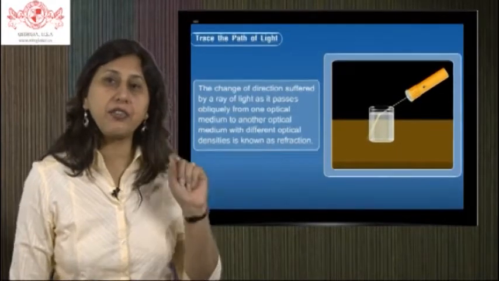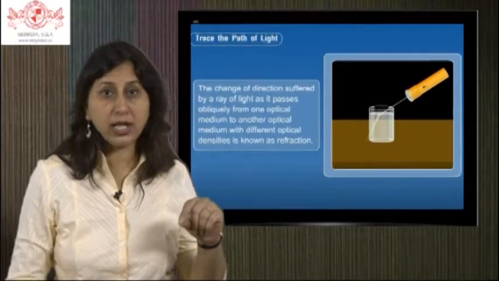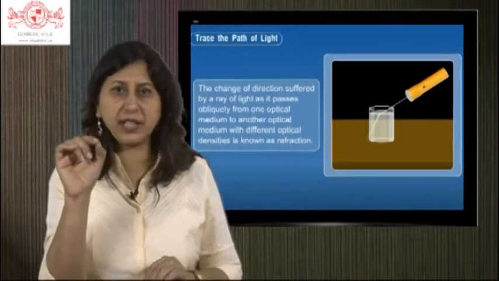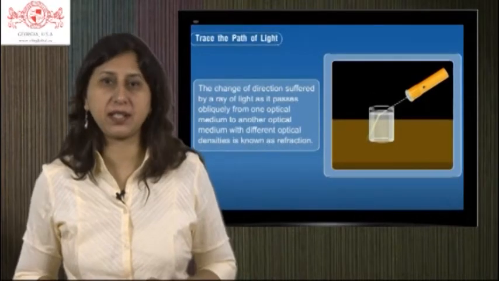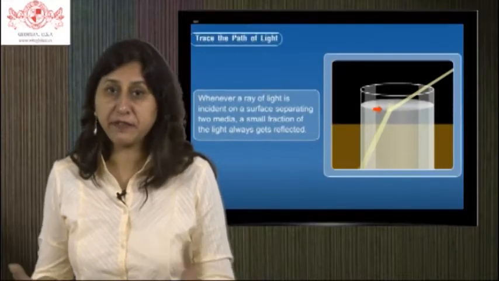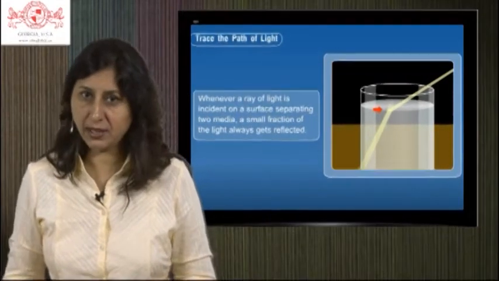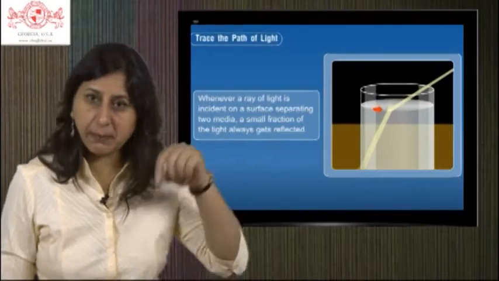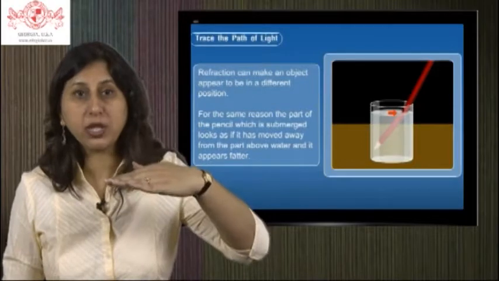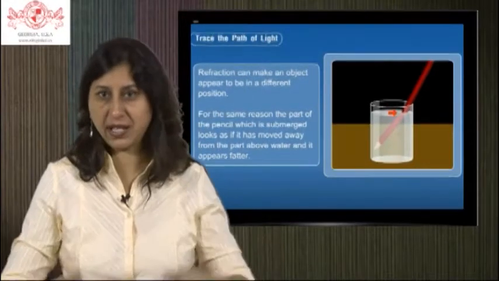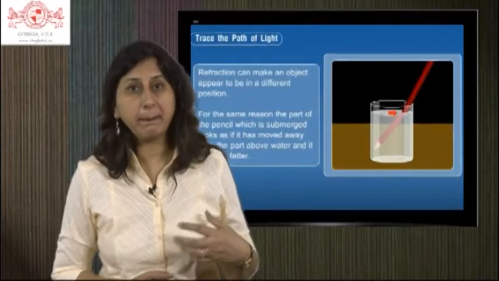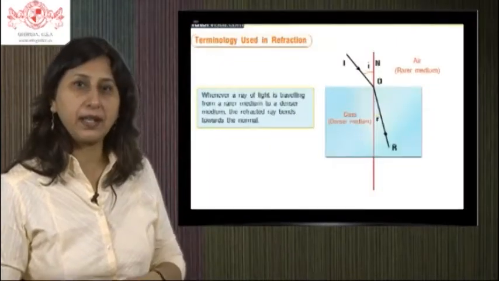Now, whenever a ray of light is incident on a surface separating the two media, a small fraction of the light always gets reflected. Refraction can make an object appear to be in a different position. For the same reason, the part of the pencil which is submerged looks as if it has moved away from the part above water and it appears fatter. Now let us understand the phenomenon of refraction by studying the ray diagrams.